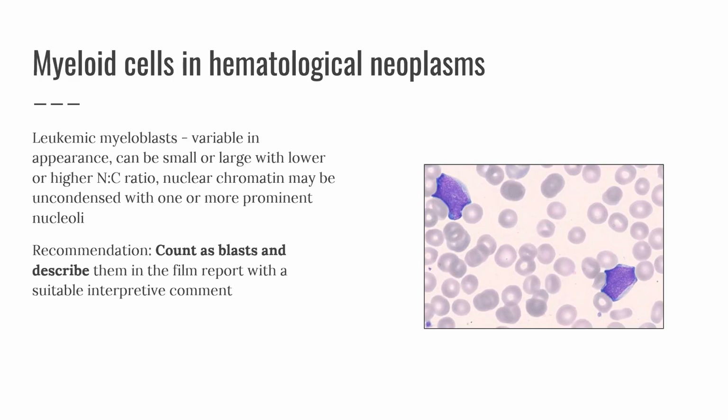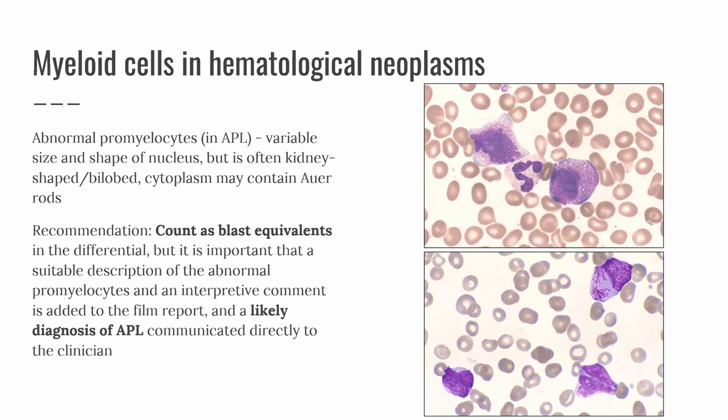Leukemic myeloblasts vary in appearance, and the recommendation is just to count them as blasts. No need to specify if it's a myeloblast, and describe them in the film report. Abnormal promyelocytes may have bundles of Auer rods, and the recommendation is actually to count them as blast equivalents in the differential, but it is important that a suitable description of the abnormal promyelocytes and an interpretive comment be added to the film report. The likely diagnosis of APL, or acute promyelocytic leukemia, should be communicated directly to the clinician.